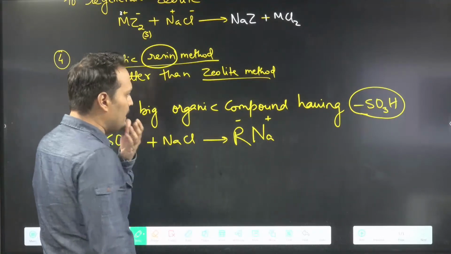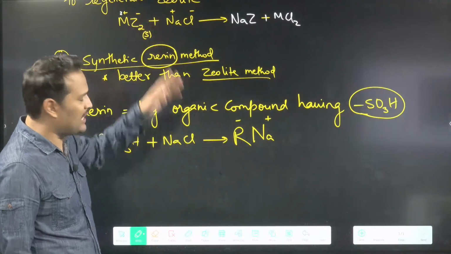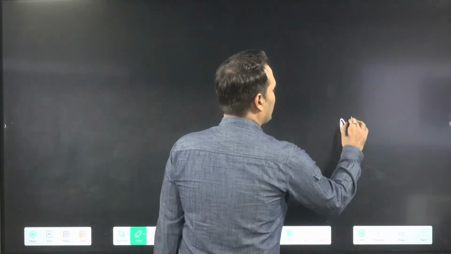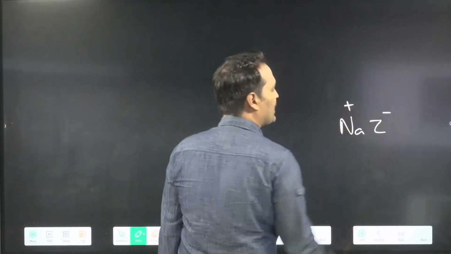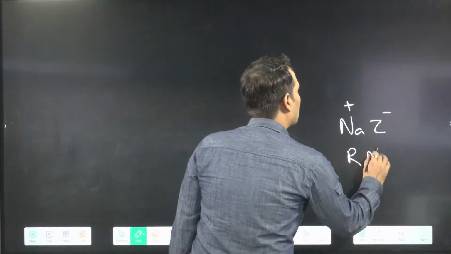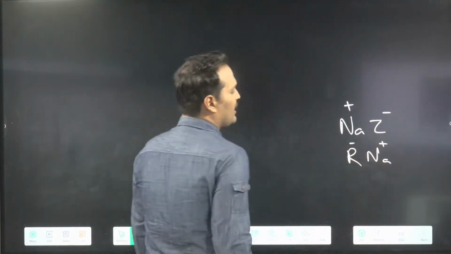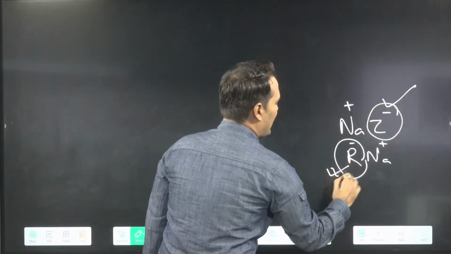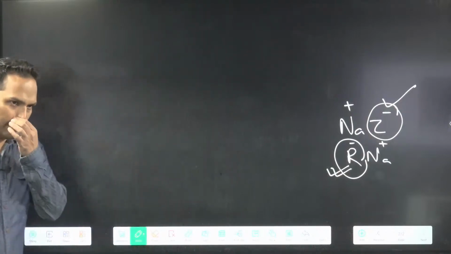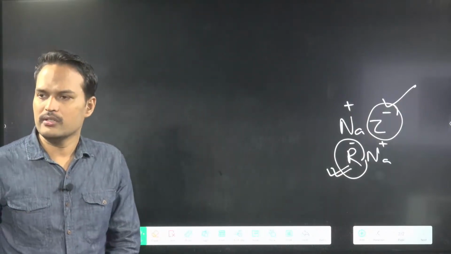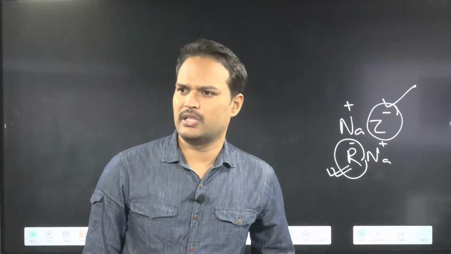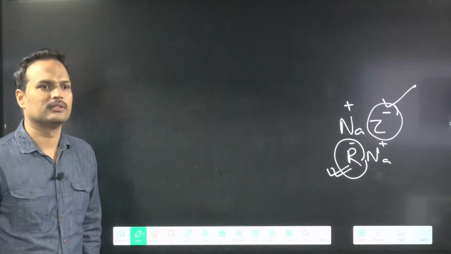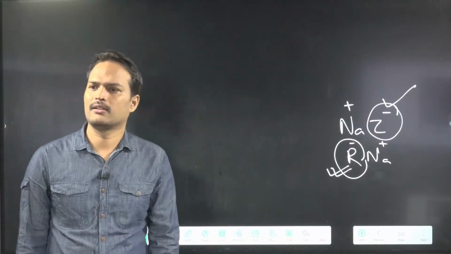Now see here, can you see the similarity between this and that? Before this we were talking about NaZ, Na plus Z minus. Now we are talking about RNa, R minus Na plus. The same thing is there. This was zeolite, this is my resin part. Same problem, only changing the mask. Is it clear to everyone?